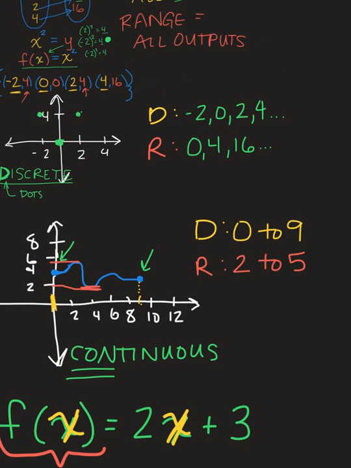And if I had any sort of units, so if this, for instance, had said minutes, and this part had said height in feet, I would include that in my domain and range. This would be feet, and this part would be minutes.